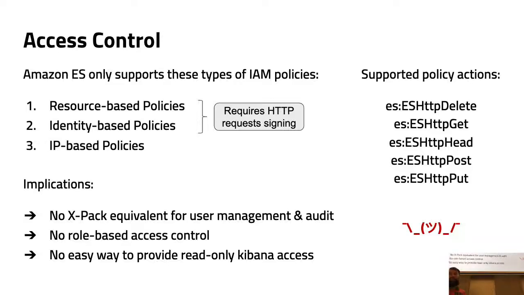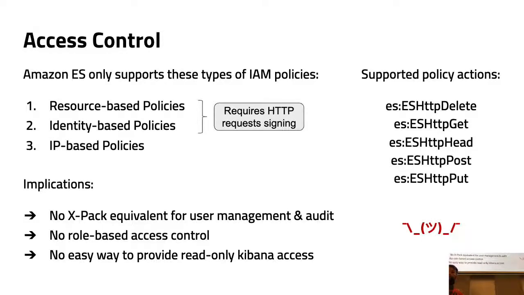Access control. As you don't have any plugins, you don't have licenses from Elastic, so you cannot have XPack, which provides the natural way of access control, audit and user management. The only way you have to limit access to your cluster in AWS is by using IAM policies, which is the AWS service for Identity and Access Management. Those policies are basically split into two groups: resource or identity-based policies, and if you use them, you would have to sign every HTTP request when it's sent to Elasticsearch.